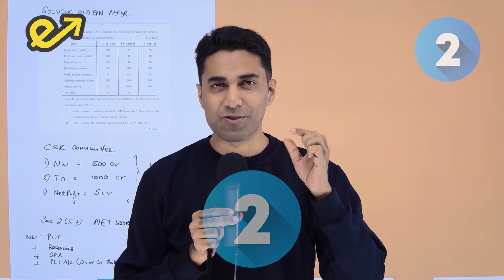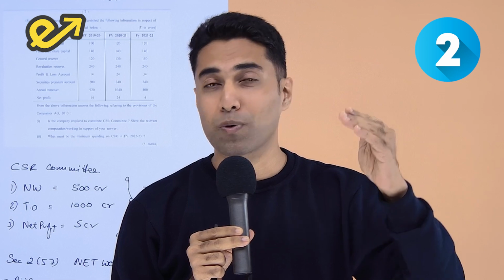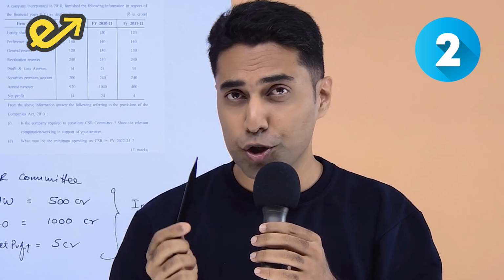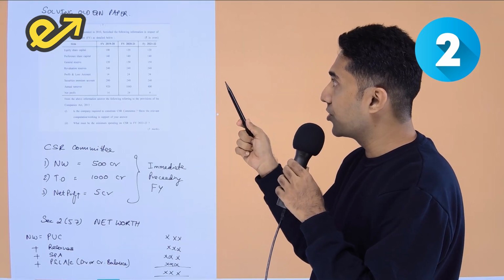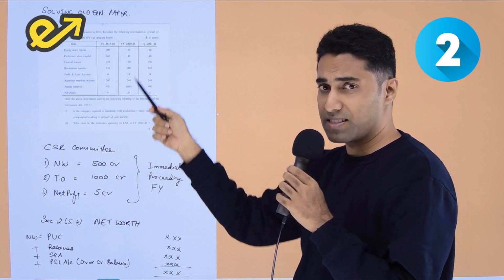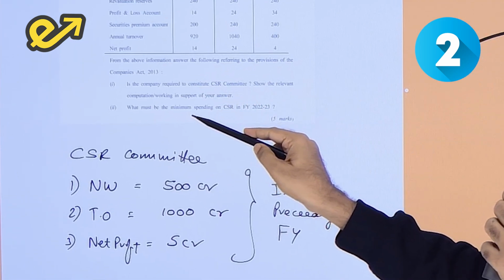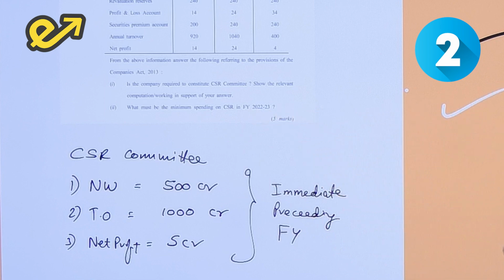In step number 2, it is very simple. You need to look at the old question papers. The simpler way is to look at the scanner, because the scanner will give you all the questions asked from a particular chapter. For example, let us say in company law, there is a small chapter CSR, Corporate Social Responsibility. And when I go to the scanner and I get a question, let me show you. So for example, here we have a question relating to CSR and it talks about the calculation. They've given some figures and they're asking, is the company required to have a CSR committee and what is the minimum spending for the CSR in the particular financial year?